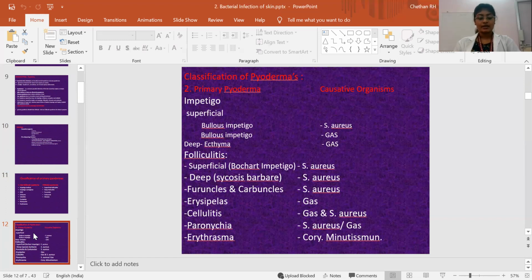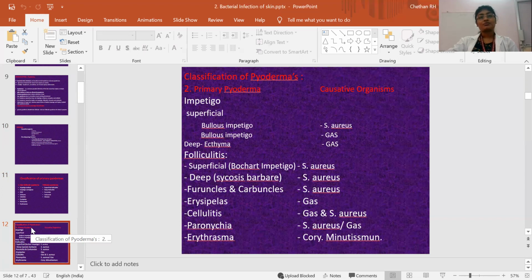Coming to folliculitis, superficial folliculitis is known as Bockhart impetigo, which is caused by Staphylococcus aureus, and deep folliculitis is known as sycosis barbae, which is again caused by Staphylococcus aureus. Furuncles and carbuncles are caused by Staph aureus. Then erysipelas, cellulitis, paronychia, and erythrasma. Erythrasma is caused by a bacterium known as Corynebacterium minutissimum. The main thing to remember is that most of these pyodermas are caused by Staphylococcus aureus.